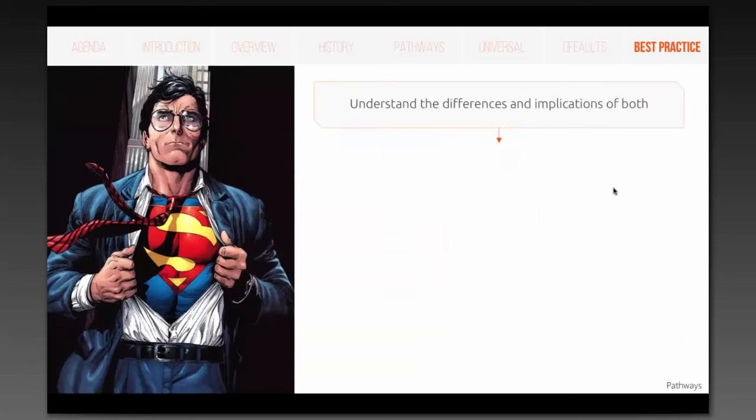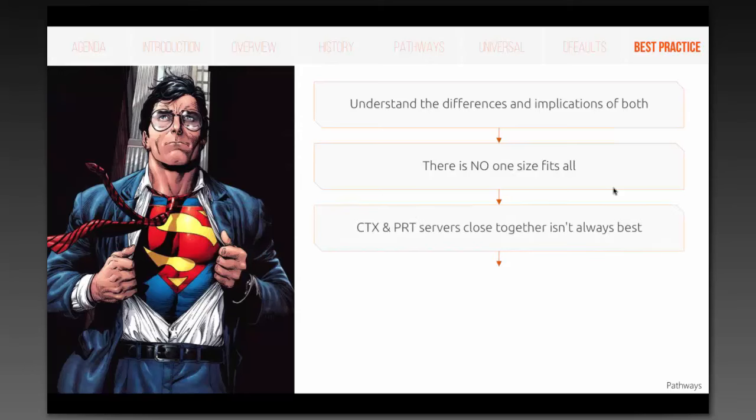Now, some of the best practices, or sort of a recap again. You can understand why it's important to know the differences and the implications of both pathways, and of course there's no one-size-fits-all. For example, putting the Citrix and the print server close together isn't always the best solution. And all this applies to XenApp as well as XenDesktop. There are some differences between the two with regards to the print pathways and some of the other print stuff, but all that I'm talking about here today applies to both architectures.